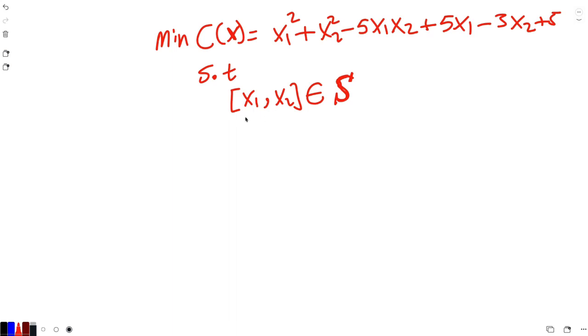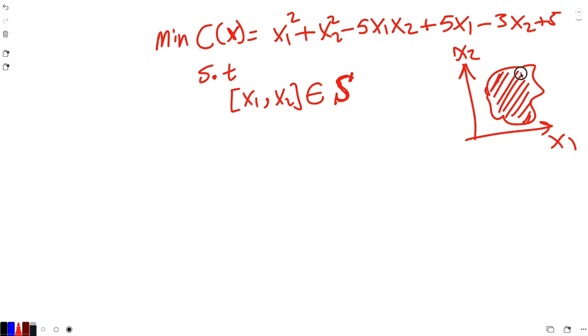These constraints can be represented as, for example, a certain space. If this is x1 and x2, we might have a certain space where a solution is acceptable. So we have an acceptable solution if the solution is inside that space. Outside this space is not an acceptable solution. Even if that solution was a critical point, it is not acceptable. For example, if this point is here, it is not acceptable. This is called constrained optimization.